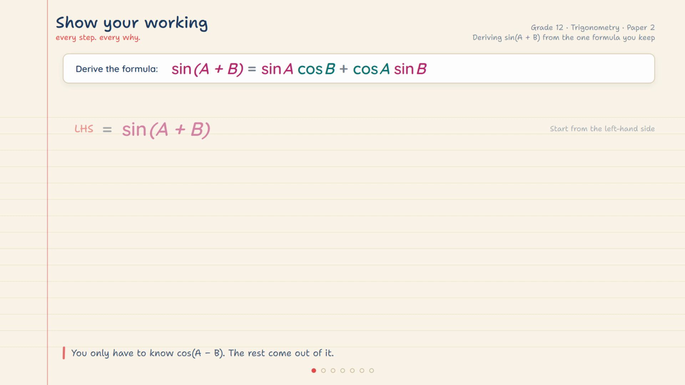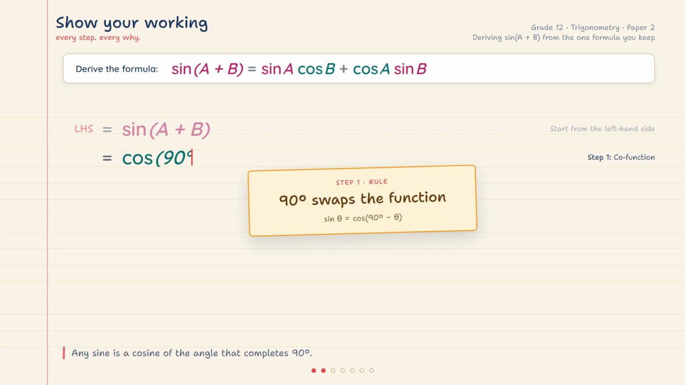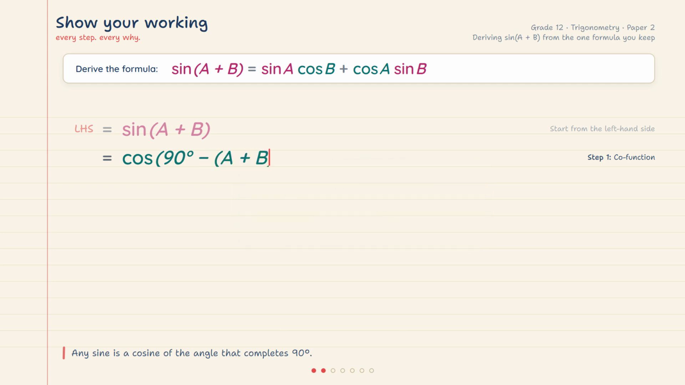The problem is obvious. The formula we kept is about cosine, and we want sine. So the first job is to turn a sine into a cosine. Here is the move. Any sine can be written as a cosine. Sine of an angle is cosine of 90 degrees minus that angle. So sine of A plus B is cosine of 90 degrees minus, bracket, A plus B.